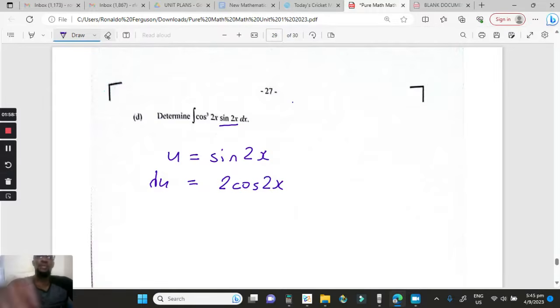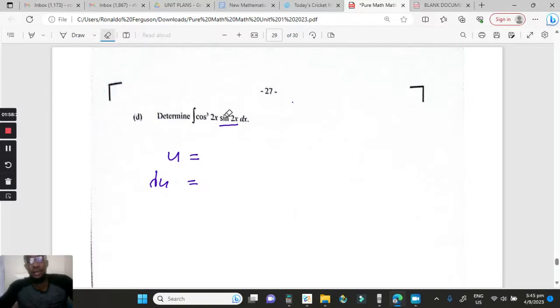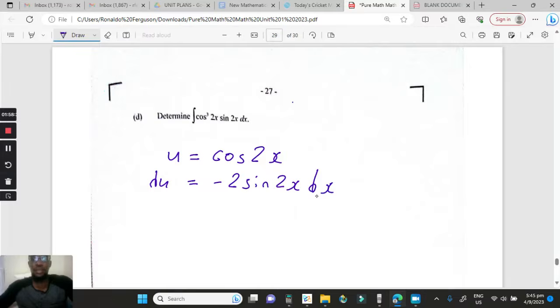But then realize we have cos cubed there, so in problems. So therefore, this is not the best one. So then try the other way around. Alright? Because that's always a $1,000,000 question. Which one do you call u? Now, if you call u cos 2x, realize when you differentiate cos, you get negative sine. So in this case now realize, well, this is more helpful, right? This is way more helpful.